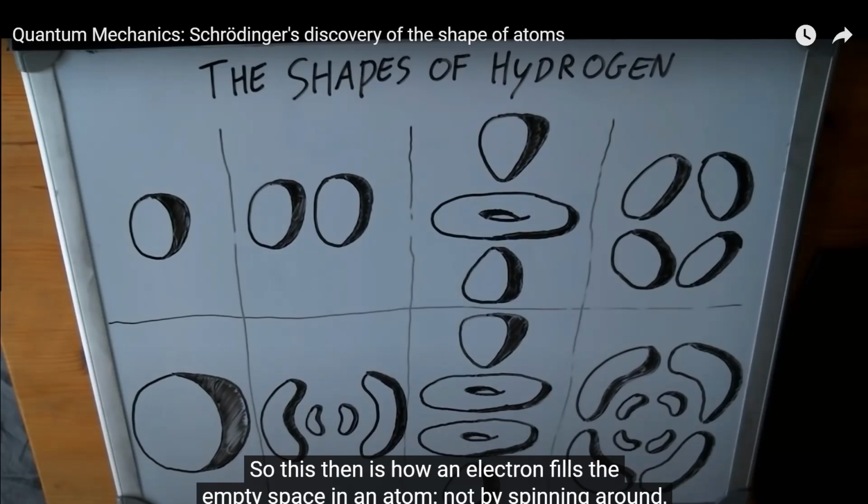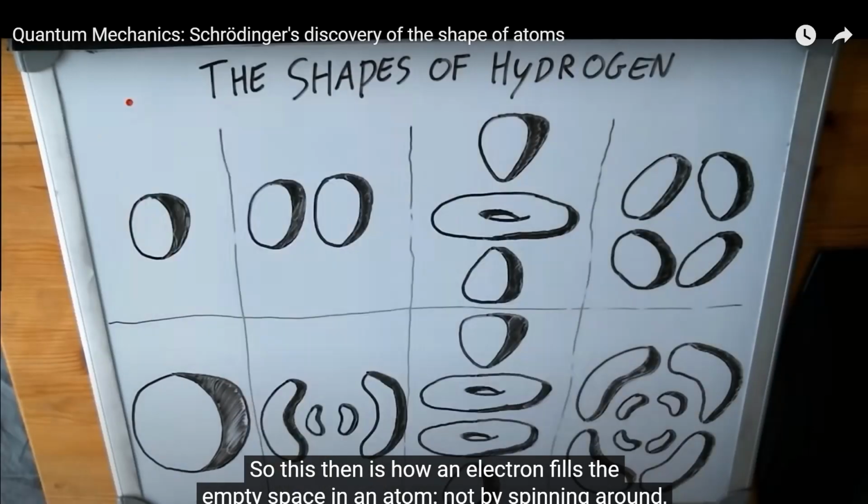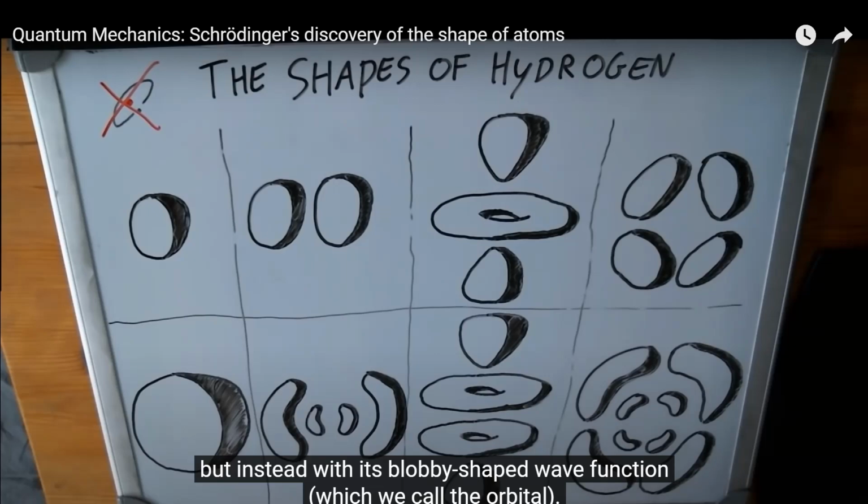This then is how an electron fills the empty space in an atom, not by spinning around, but instead with its blobby shaped wave function, which we call the orbital. Okay, so instead of actual shells, like Bohr said, we have orbitals. That's one orbital. It can house 2 electrons. That's an orbital. It can house 2 electrons. That's an orbital. That whole thing, all 3 blobs, it can house maximum 2 electrons. So an orbital can either hold 0, 1, or 2 electrons. Okay?